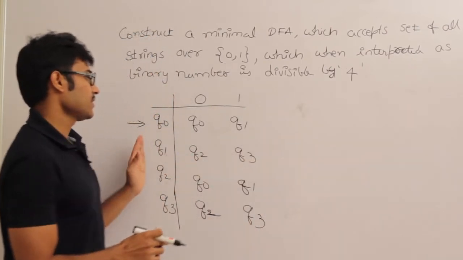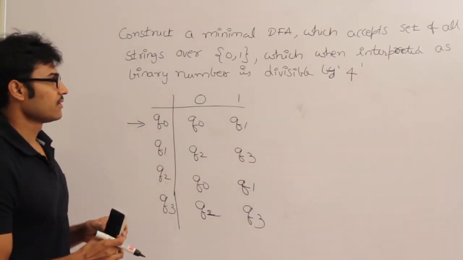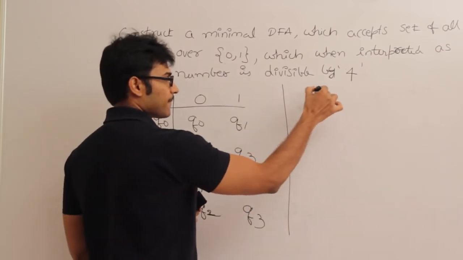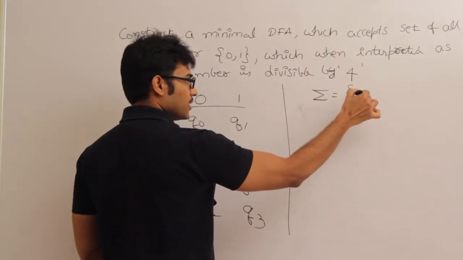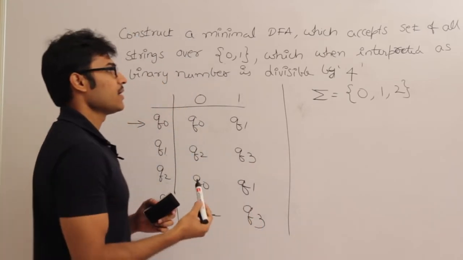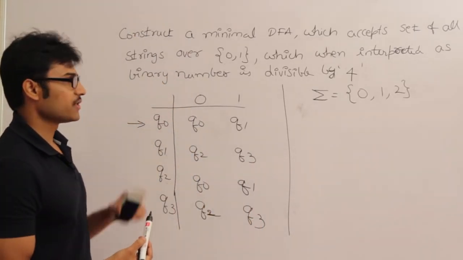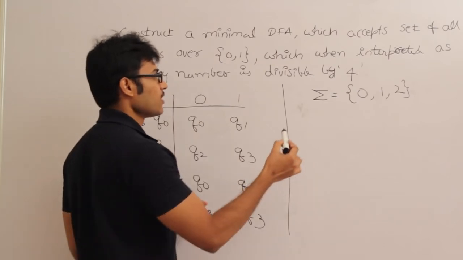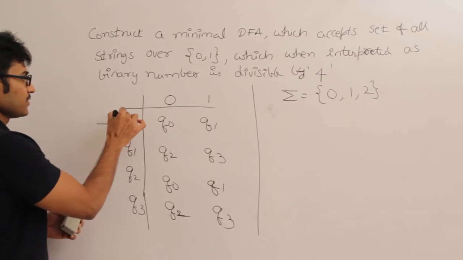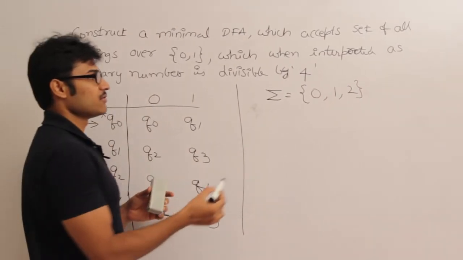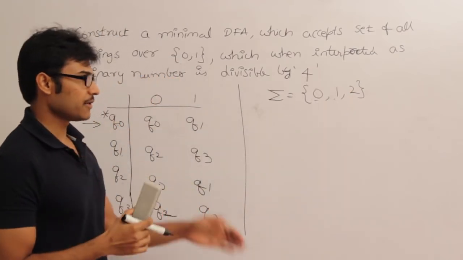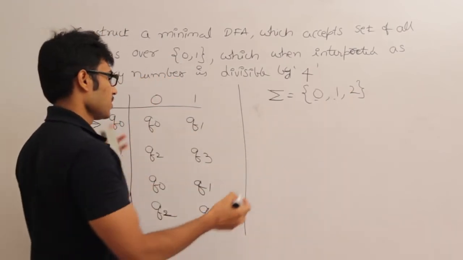Now let's extend this same method to ternary numbers. Ternary numbers means the input symbols are 0, 1, 2, and now let us say the number has to be divisible by 4 itself. So instead of going with the ordinary method, you can choose this method. Here the final state is Q0. The sigma is 0, 1, 2, which means they have given you ternary numbers and they are asking you the same question. You can follow the same method.